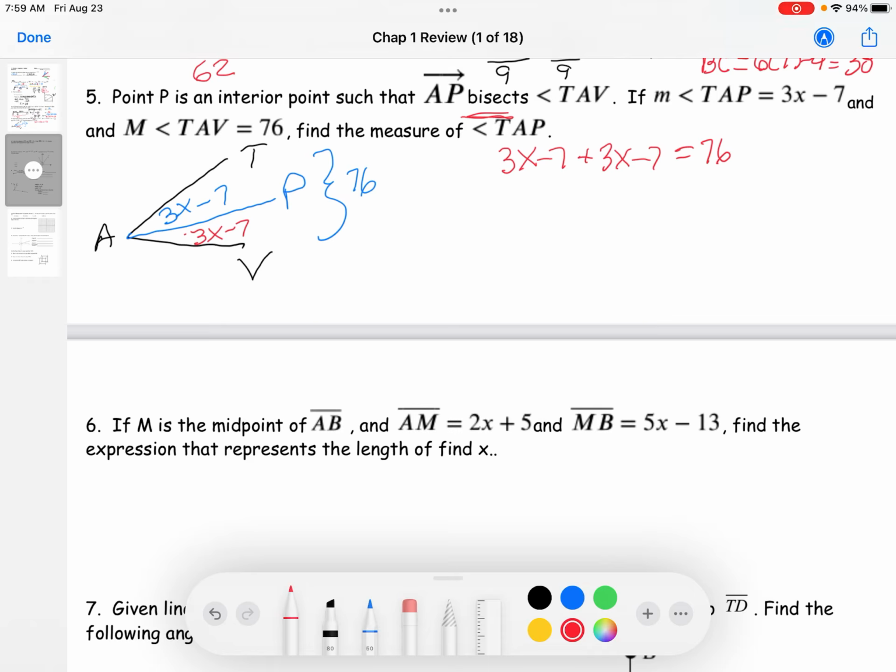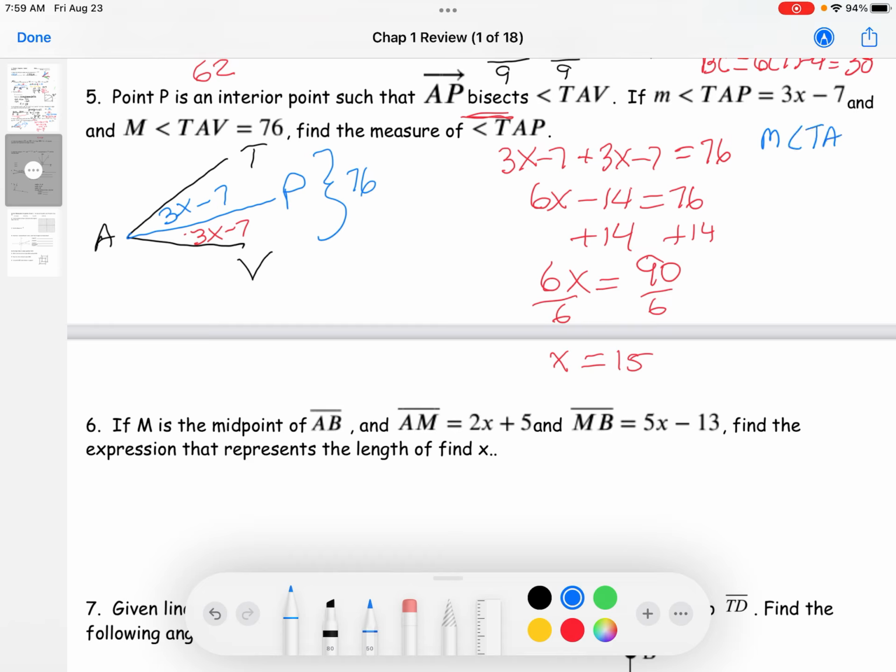I'm going to add the 3x's together, so I get 6x minus 14 equals 76. Then I'm going to add 14 to both sides, so I get 6x equals 90. I'm going to divide both sides by 6, so that x equals 15. Okay, and then we need to find the measure of TAP. So measure of angle TAP.